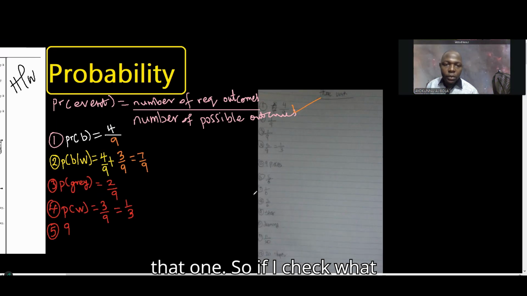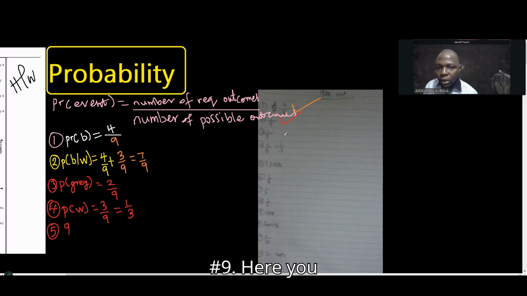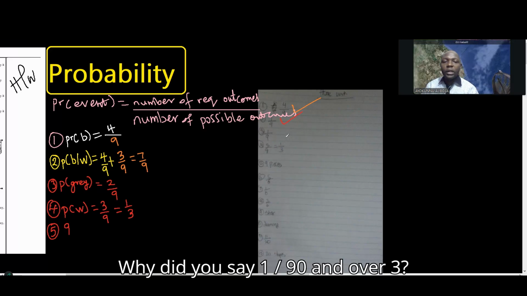So if I check what you've done, you have 7/9. Here you said 1/9. Why did you say 1/9 in number three?